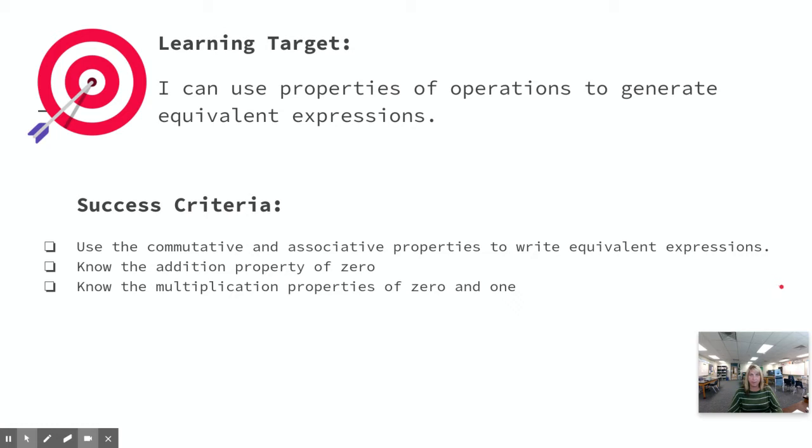The success criteria for today's lesson is: use the commutative and associative properties to write equivalent expressions, know the addition property of 0, and know the multiplication properties of 0 and 1. Let's get started.